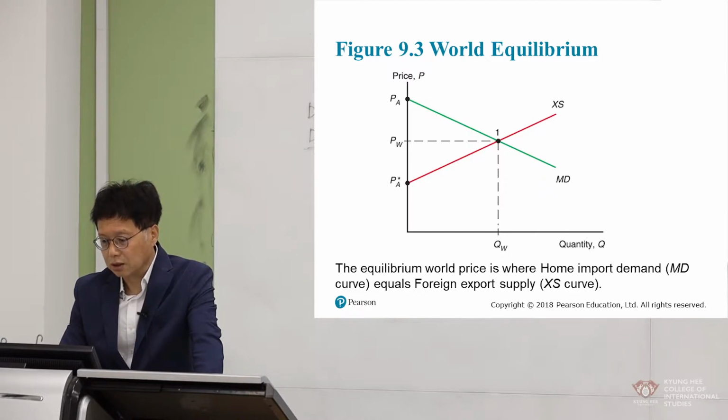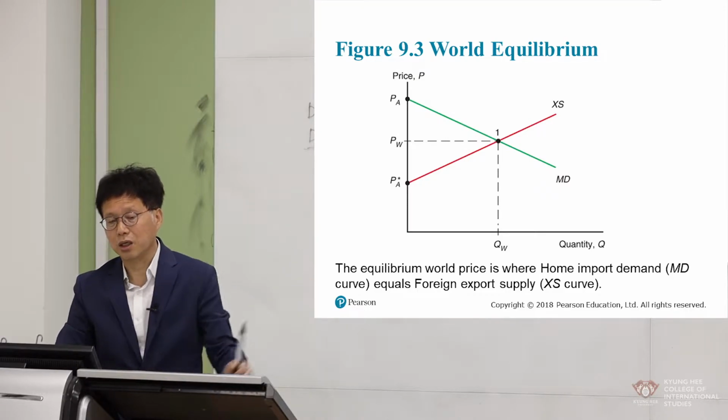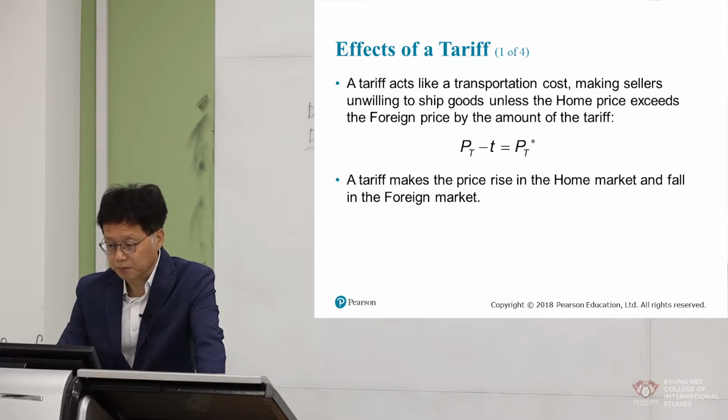So at the world market, export supply by foreign starts from PA star, and import demand by home starts from PA. The quantity of import demanded is equal to the export supply when the price is PW. PW is the equilibrium price, leading to import demand equal to export supply. The equilibrium world price is where home import demand equals foreign export supply. That is the second graph in my whole structure figure.